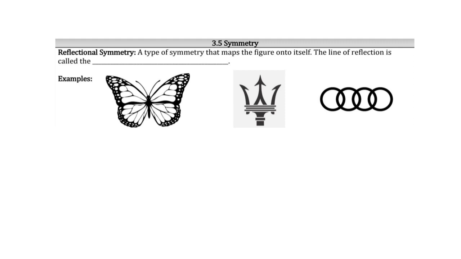Okay, so reflectional symmetry is a type of symmetry. We'll go over reflectional and then rotational. It's a type of symmetry that maps the figure onto itself. The line of reflection is called the line of symmetry.